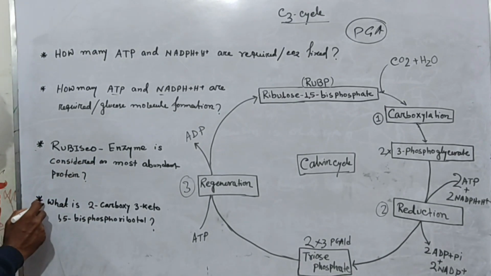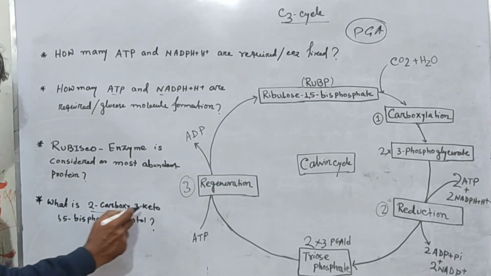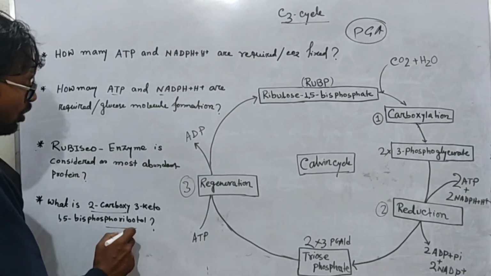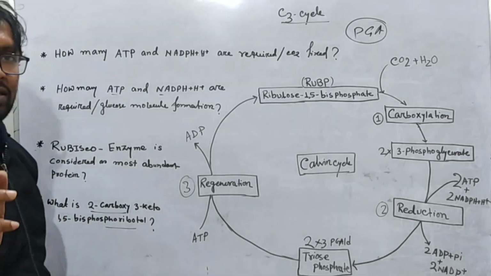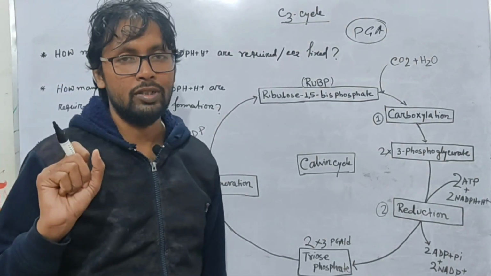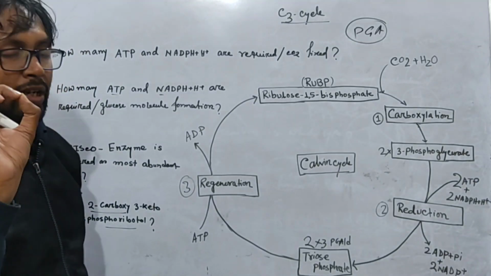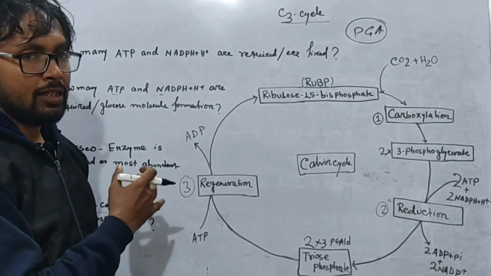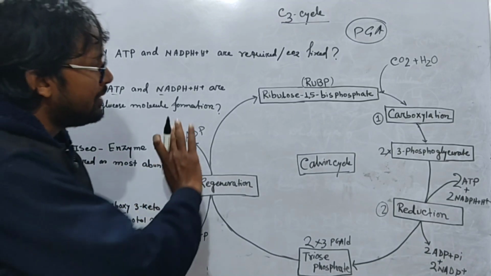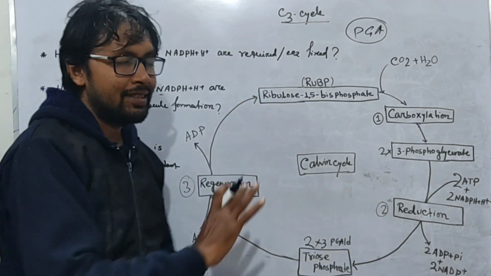And what is the 2-carboxy 3-keto 1,5-bisphosphoribitol? What is that? It's a unique intermediate transitory compound produced just for a second, a few milliseconds. Okay, there is an intermediate compound. However, let's start from here. That is, it has a Calvin cycle.